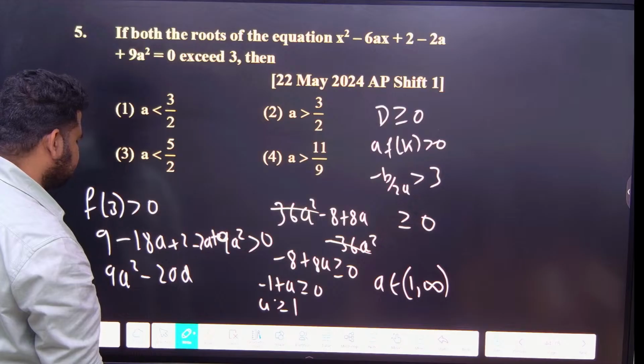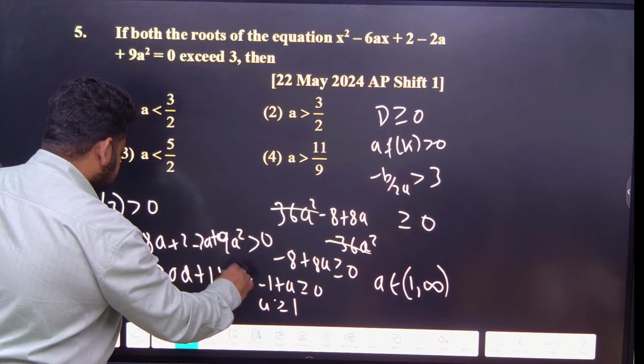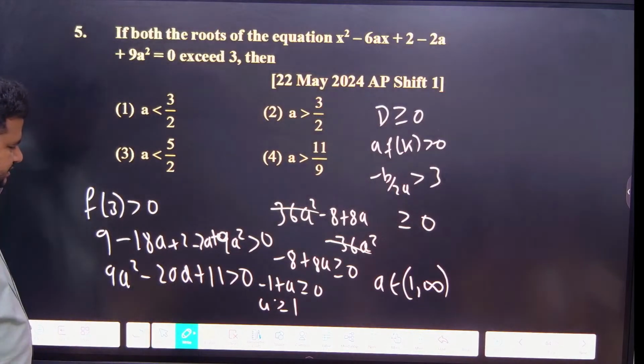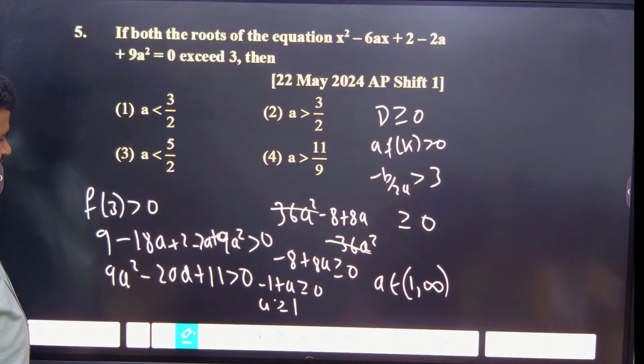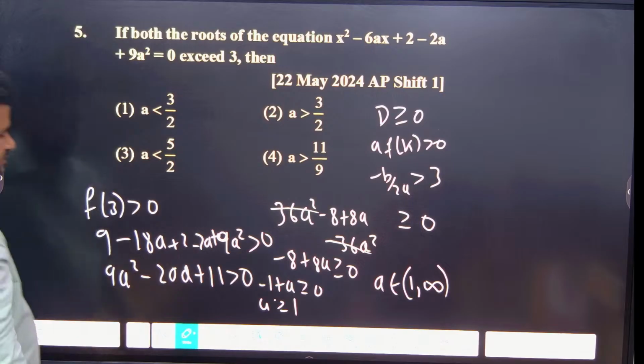Minus 20a plus what is left? Plus 11 is greater than 0. Okay, plus 11 is greater than 0. 9a square minus 20a plus 11 is greater than 0. Now what we will do? This is just like a quadratic equation in a. So how to solve this?